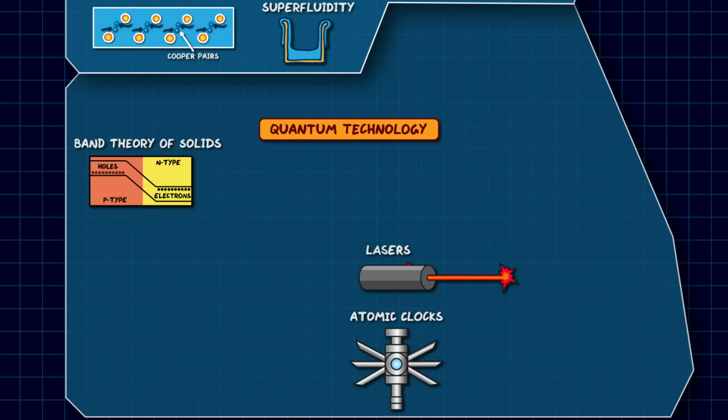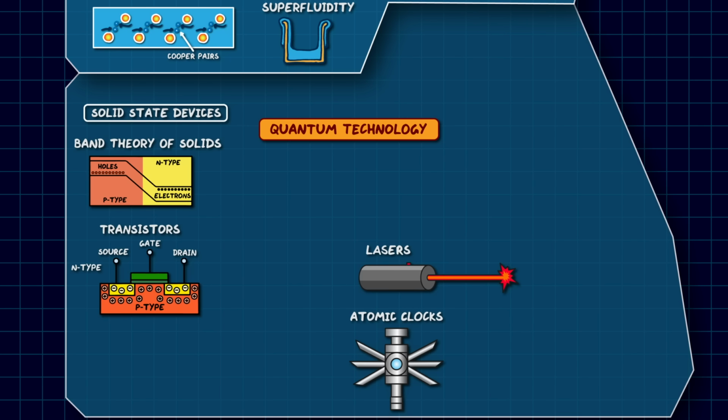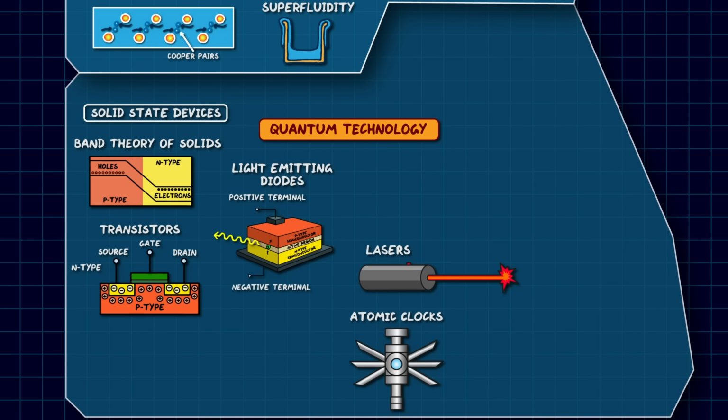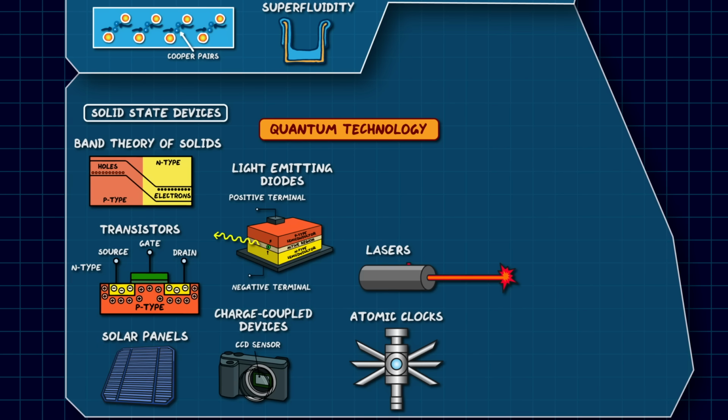The band theory of solids describes the energy levels of electrons in many different solid materials, and it's the basis of the semiconductor industry, which has yielded many different technologies like solid-state transistors, so basically the building block of every computer in the world, LEDs, which you're probably using to watch this on, CCDs, used in every digital camera, and solar panels, turning the energy of sunlight into electricity.